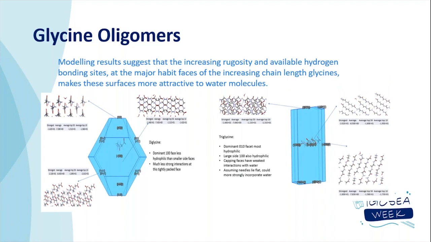So some initial modeling was done to try to look at the structure of these different materials. We have it for diglycine and triglycine, the full structure here. The modeling suggests that there's an increase in available hydrogen bonding sites, and the major habit faces of the increasing chain length glycines make these surfaces more attractive to water molecules. So the different chain lengths would suggest a different dominant site that's at the surface and available to the water molecules.